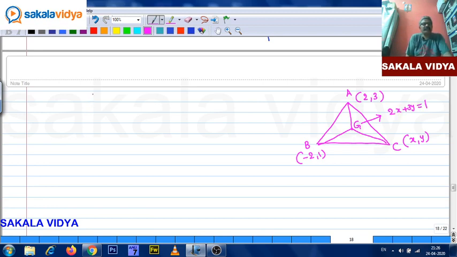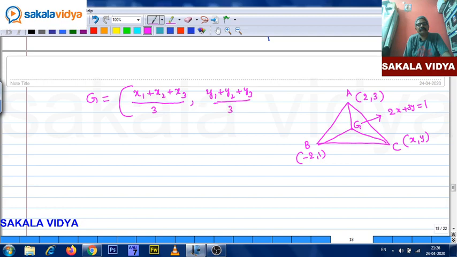First, let us find the centroid. G is, by the formula we know, (x1 + x2 + x3)/3, that is the arithmetic mean of the x coordinates, and the arithmetic mean of the ordinates, (y1 + y2 + y3)/3. So now this is equal to (0 + x)/3, directly I am writing, and (4 + y)/3. This will be x/3, (y + 4)/3.